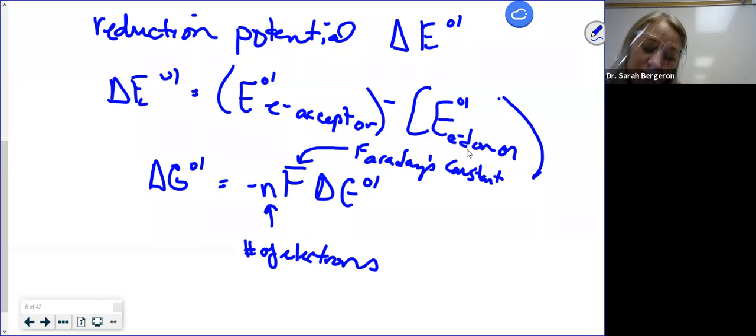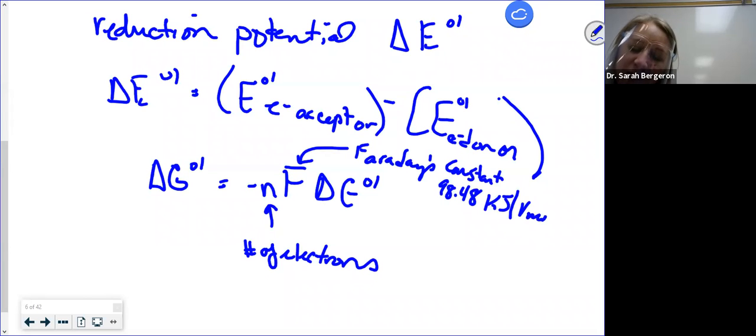Which is, anybody know? 98 kilojoules per volt mole. Right. So when you have a difference in reduction potential in a redox reaction, you can transfer your electrons. If you don't have a difference in electron potential, it's not going to happen.